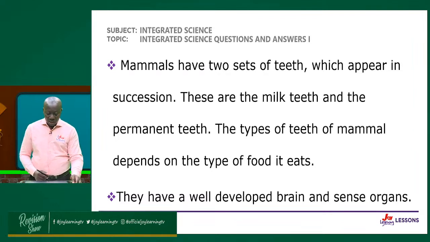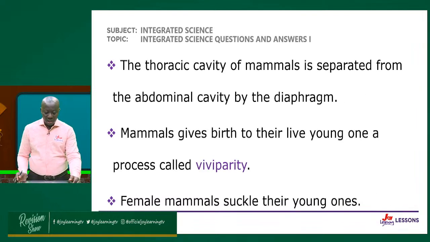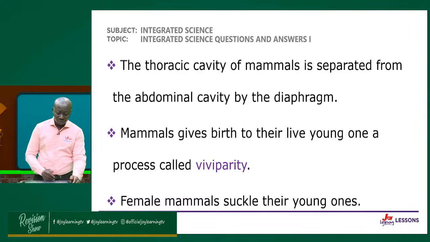Now they have a well-developed brain. So mammals have a well-developed brain and sense organs, and the thoracic cavity of mammals is separated from the abdominal cavity by a diaphragm. So the chest region has a cavity inside, and the abdominal region also has a cavity inside, but they are separated by a flap of tissue with smooth muscles referred to as the diaphragm.